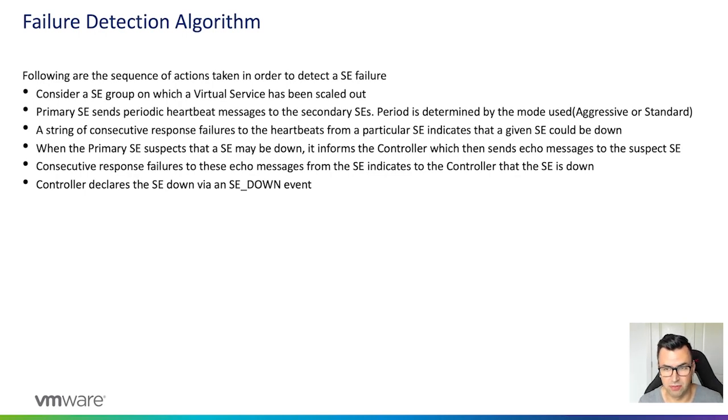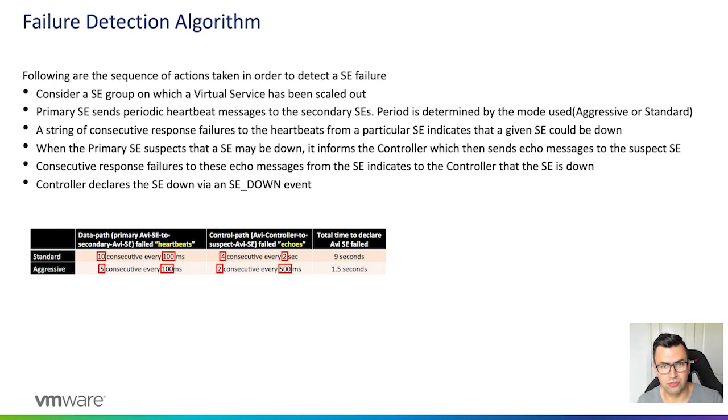If you're using aggressive or standard, we're going to take a look in just a moment at what those values are. A string of consecutive response failures to the heartbeats from a particular SE indicates that the given SE could be down. When the primary suspects that the SE is down, it informs the controller, and the controller initiates some echo messages to the suspect SE. Consecutive response failures to those echo messages indicate to the controller that the service engine is down. Now, the controller declares the SE down through the SE down event, and then the actions to move the virtual services out of that service engine proceed.